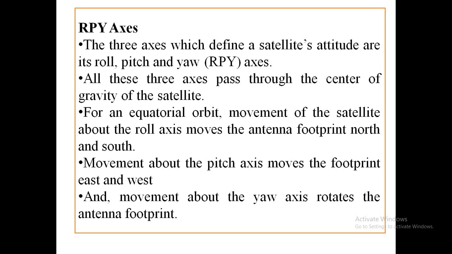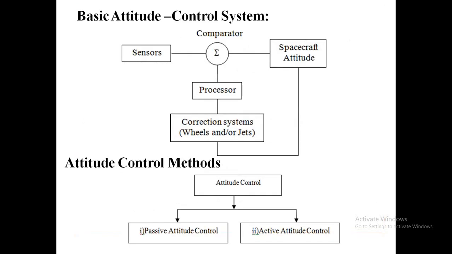For an equatorial orbit, movement of the satellite about the roll axis moves the antenna footprint north and south. Movement about the pitch axis moves the footprint east and west, and movement about the yaw axis rotates the antenna footprint. The basic attitude control system comprises sensors, spacecraft attitude block, correction systems which include the wheels or jets, as well as the processor.